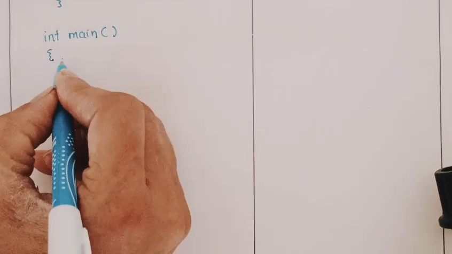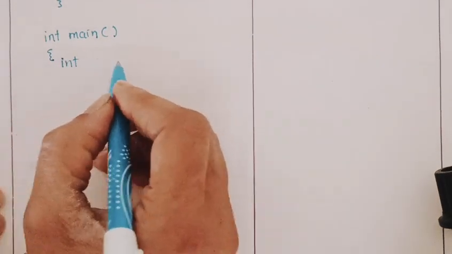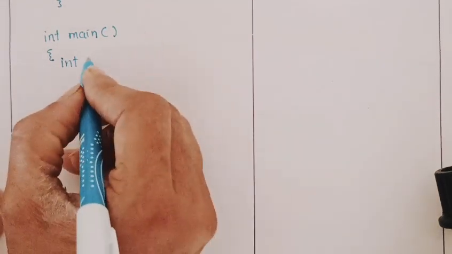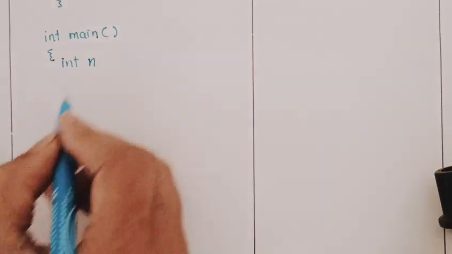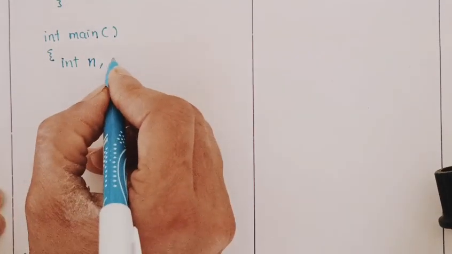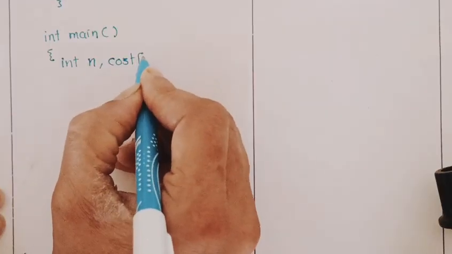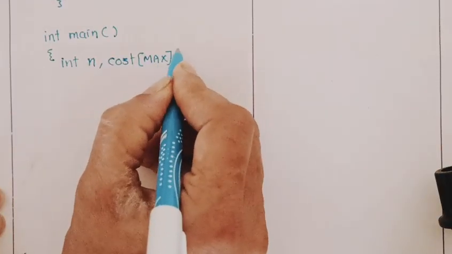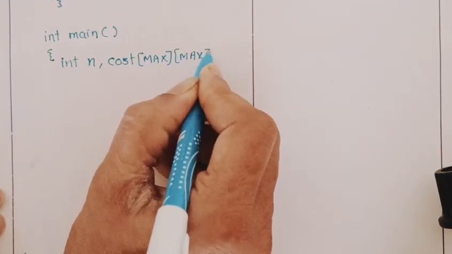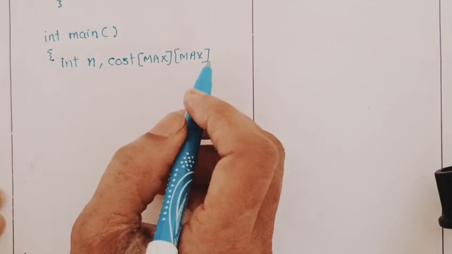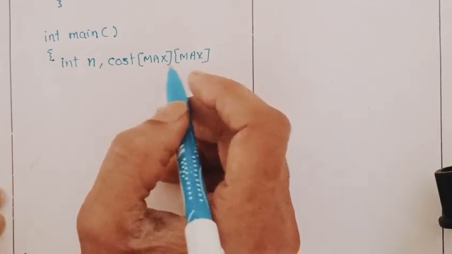Now we will see the main function. Here what do we need? Integer type. How many vertices or number of nodes we have to read. Then the cost matrix you have to read. Cost in the form of a matrix. So you can take max. Already we defined the max value as 10 here. Okay. So you can read a 10 by 10 matrix here.